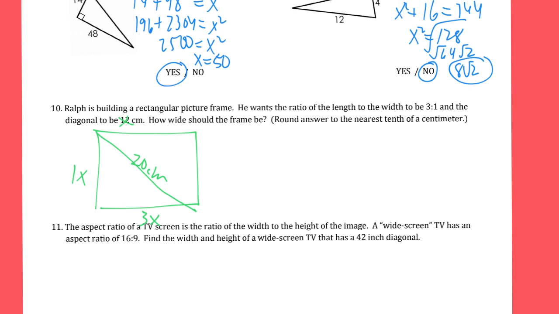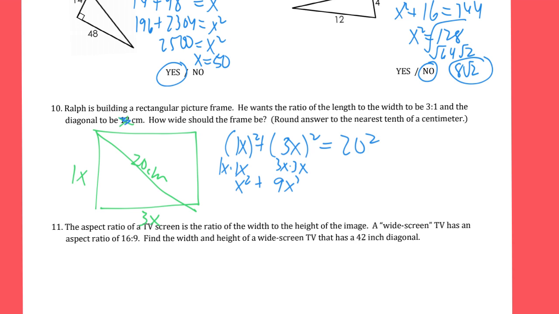And so the question is, how do you do the Pythagorean theorem? Well, you do 1x squared plus 3x squared equals 20 squared. Again, I changed that from 12 to make it 20, just to make the numbers a little cuter. How do you square 1x? Well, you take 1x times 1x, and you get just x squared. 3x times 3x gives us 9x squared. And then that equals 400. We're going to have to put your big kid pants on. x squared plus 9x squared is 10x squared.